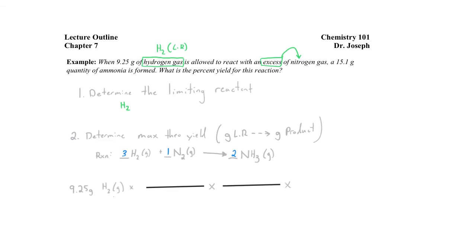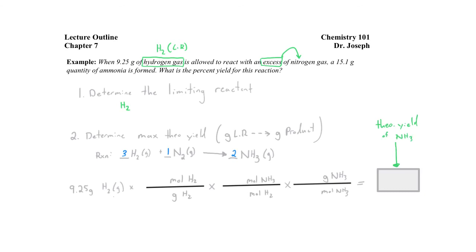Now what we're going to do is convert the grams of hydrogen. We have 9.25 of them. We're going to convert those into the product, the grams of ammonia. So we're going to have 3 steps to do this, the same 3 steps that we saw on the previous page. The first step is we're going to convert from grams of hydrogen into moles of hydrogen. Then we're going to convert moles of hydrogen into moles of ammonia. Then we're going to convert into grams of ammonia from moles of ammonia. Doing this calculation will then give me the grams of ammonia that I can produce from the amount of hydrogen gas available. This is the maximum theoretical yield possible.